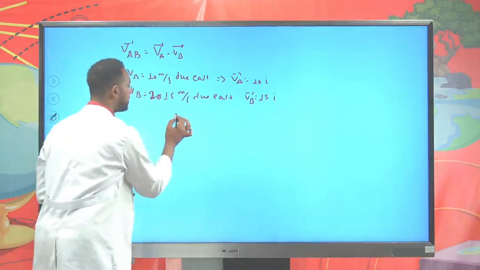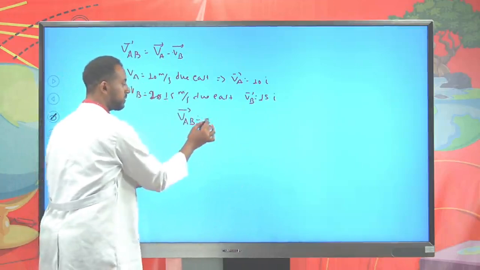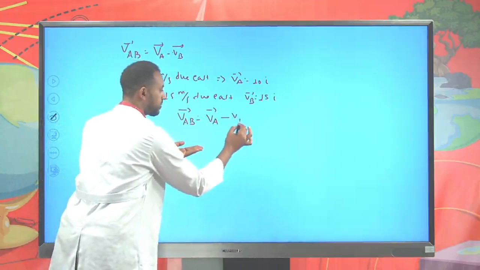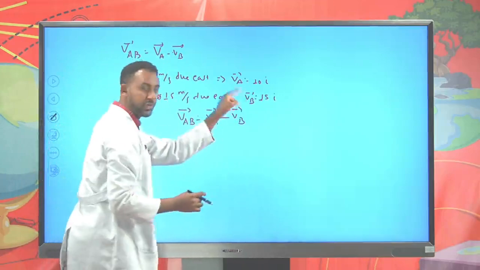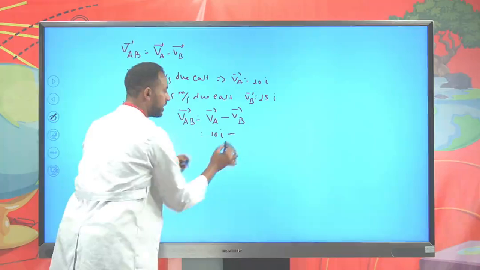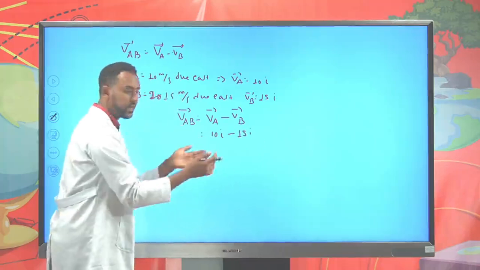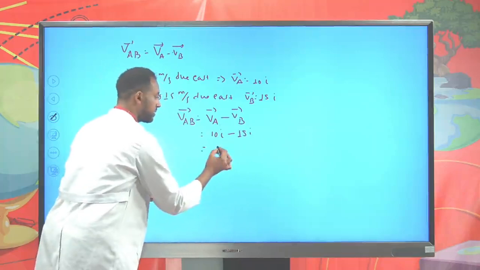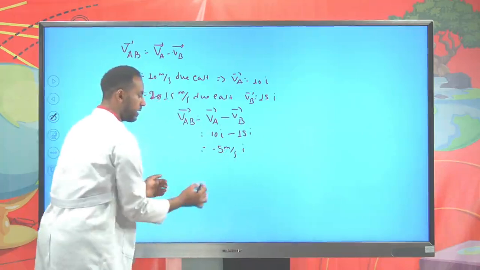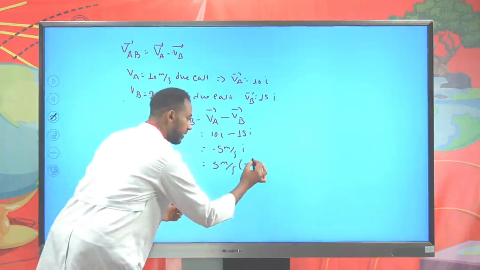So what is the relative velocity of car A with respect to an observer on car B? If you have such an equation, you just put VA minus VB, and you have to put it vectorially. Therefore, car A is 10 in i minus car B is 15 in i. Both are acting along i. Therefore, we can subtract these two, and this gives you minus 5 meters per second in the i. Meaning, it is 5 meters per second along the negative i.